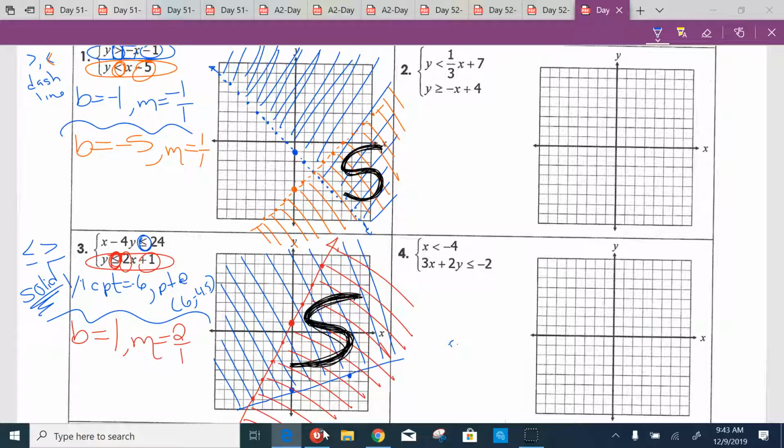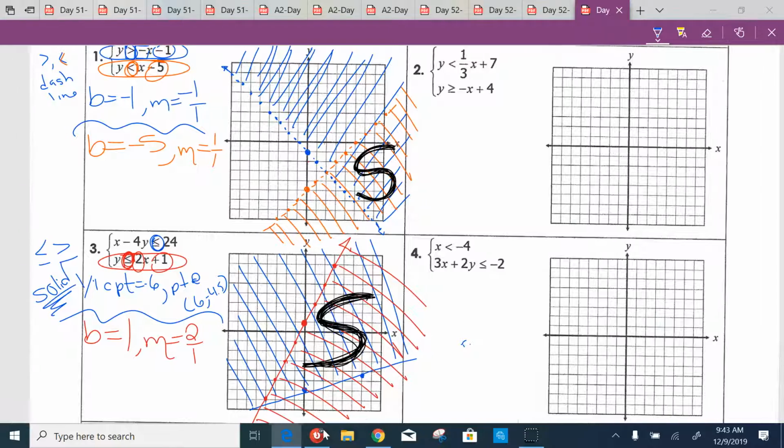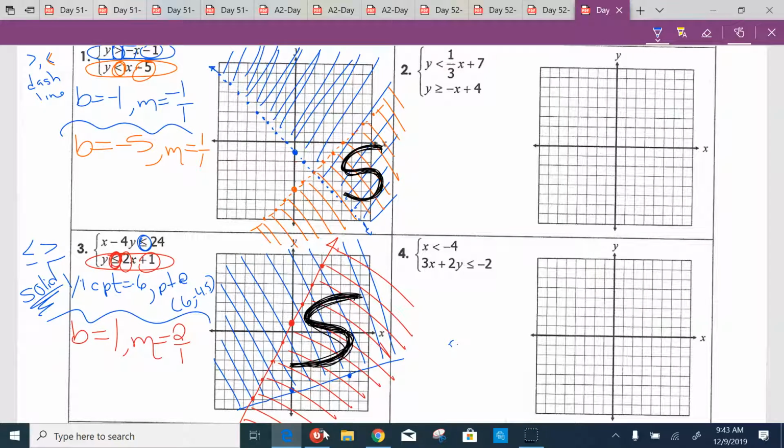So going on, number 2, I have y is less than 1/3 x plus 7. So I'll go ahead and begin with what I know. You can graph this if you'd like with your calculator by now, or you can do it manually because it's in slope-intercept form. My y-intercept is the plus 7, and my slope is 1/3. And my line is going to be a dashed line.